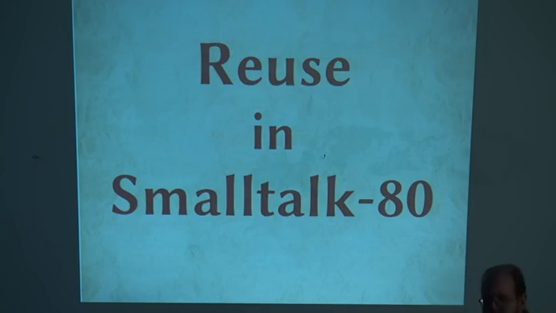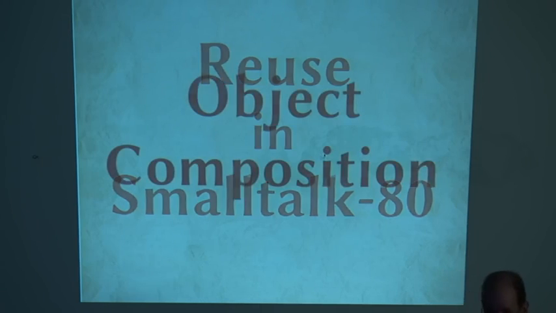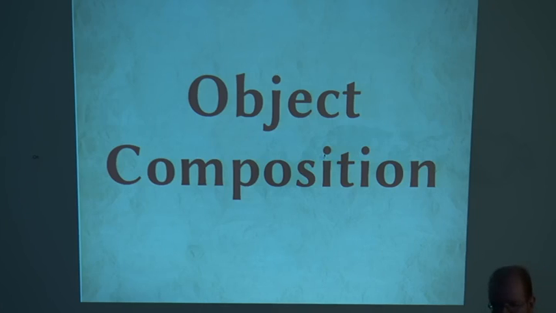So let's take a look at how we might do this in Smalltalk 80. There's slight differences in some Smalltalks. For instance, modern Pharo has traits, and so there's different options there. But in Smalltalk 80, there's a couple of ways to do it. You can do object composition, which is where you build an object which has instance variables that hold your component objects, and you just send messages to them.